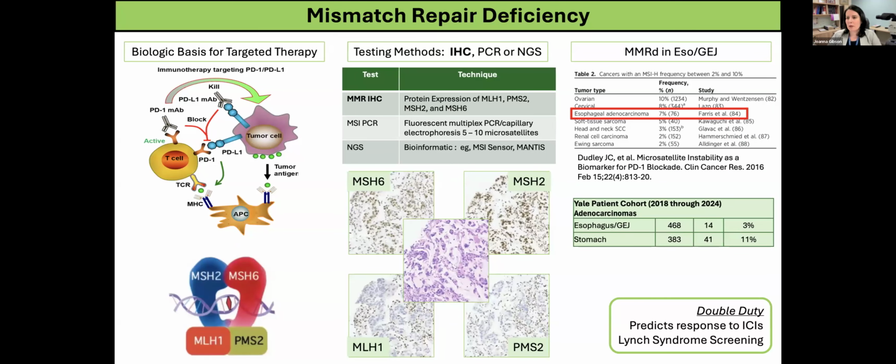How often is MMRD found in esophageal and gastric cancers? It's not very common. In one study from 2016, they found 7%. I recently reviewed a Yale cohort from 2018 to 2024, and we found about 11% in stomach cancer and a lot less in esophageal GEJ cancers. But it is an important biomarker that we need to identify because it does have this targeted therapy option.